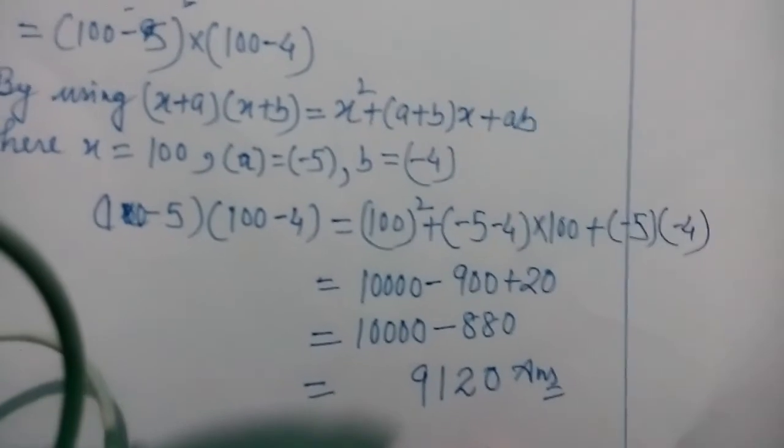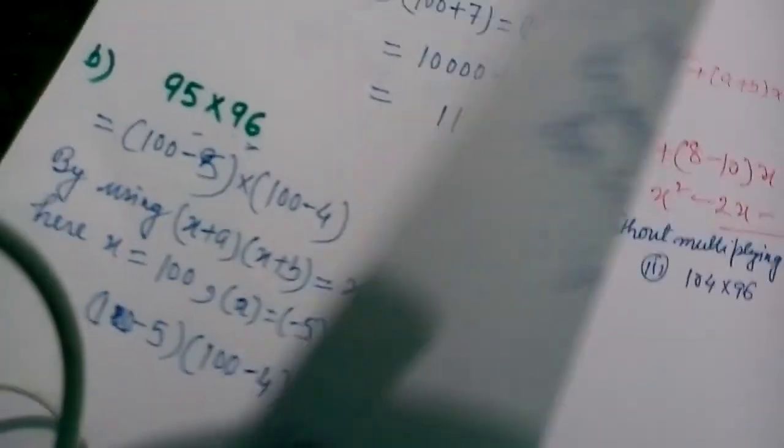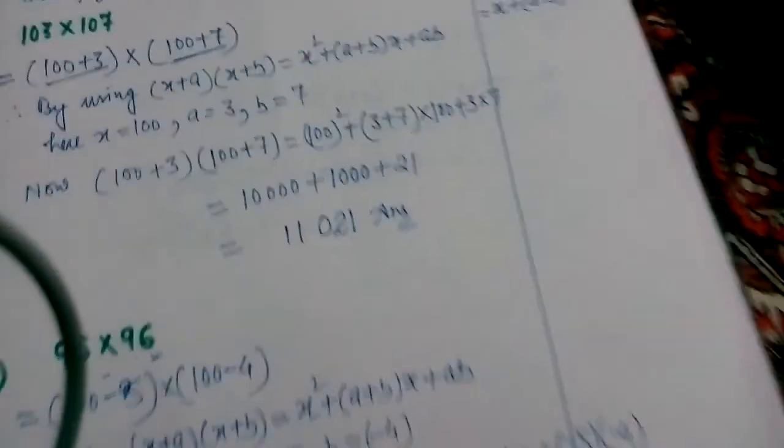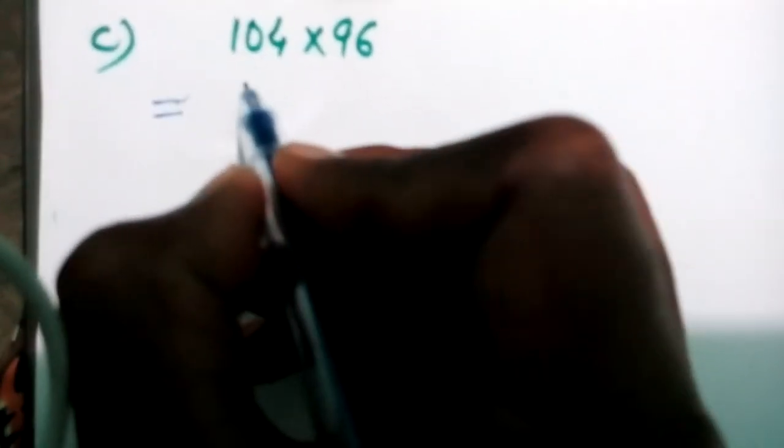Very simple. Okay, now let us do the next part. So the next part is 104 and 96. Now how will you write this? Change this into 100 as far as possible.